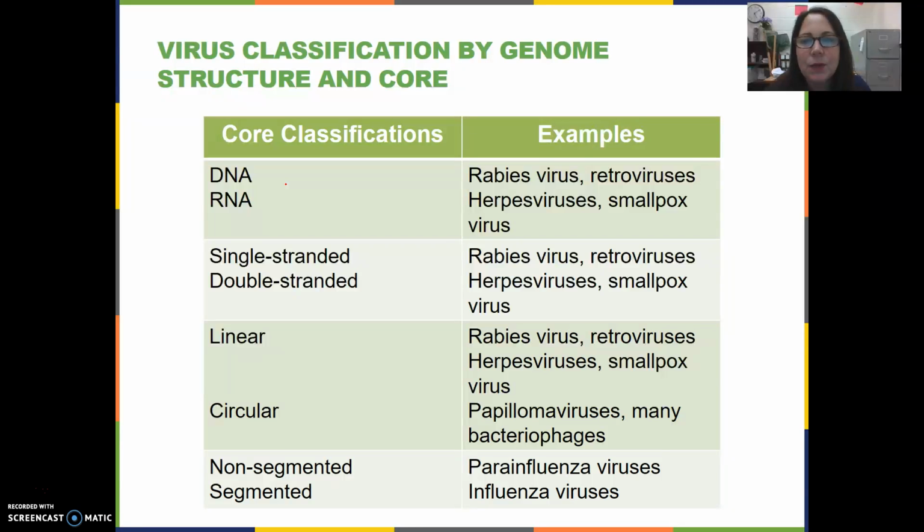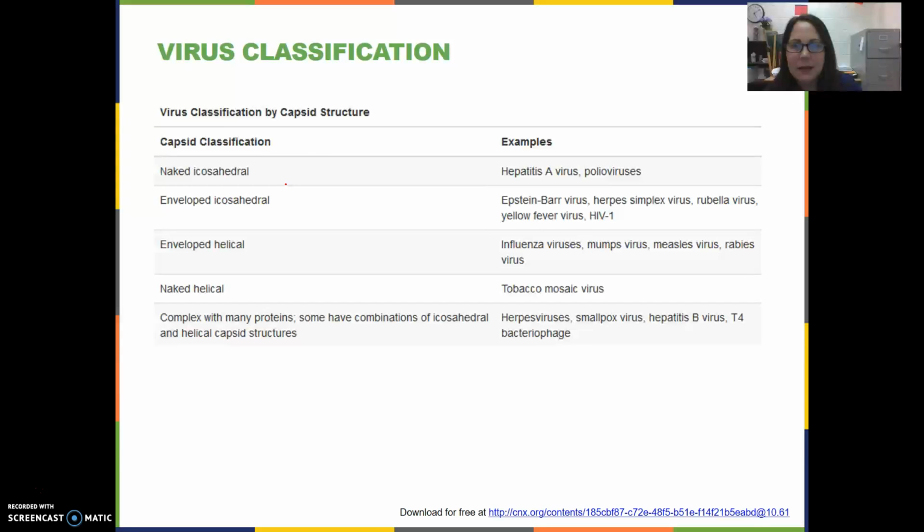Some DNA viruses are rabies, and some retroviruses are DNA viruses. Not all of them, though. A herpes virus that causes herpes and also cold sores is an RNA virus. Smallpox is an RNA virus. You can also look at single-stranded and double-stranded viruses, and linear versus circular, and you can look at non-segmented versus segmented.